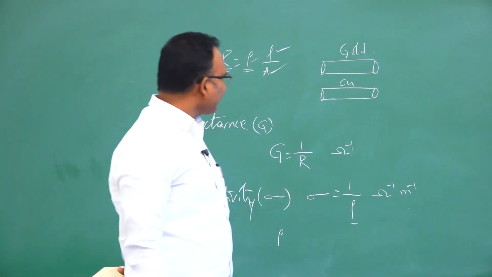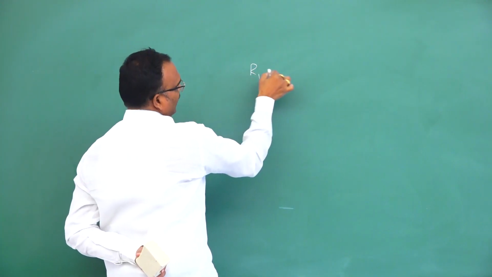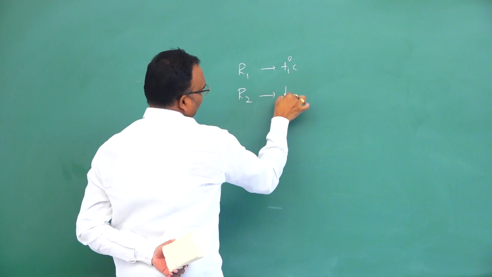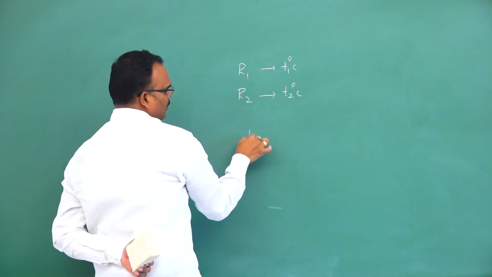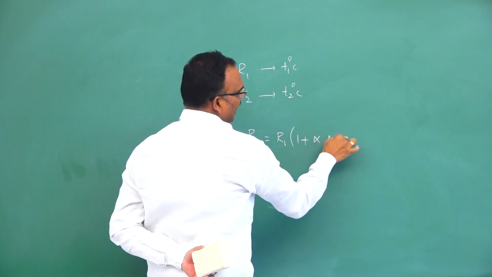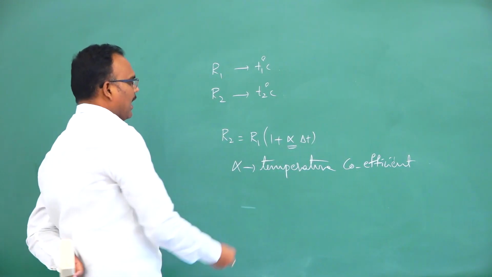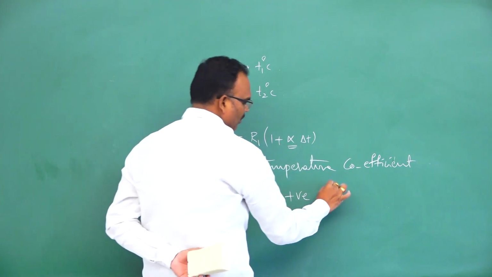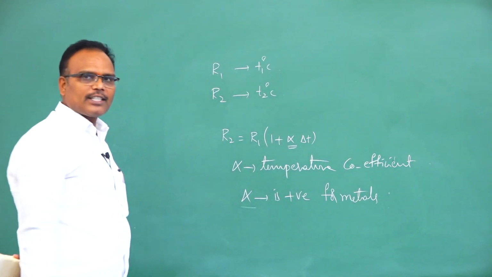Okay, we will see how this resistivity and resistance vary with temperature. R1 is the resistance at a temperature T1 degrees centigrade, and R2 is the resistance at temperature T2 degrees centigrade. Then the relation between these two is R2 is equal to R1 into 1 plus alpha into delta T. Here alpha is called the temperature coefficient. Alpha is positive for metals.